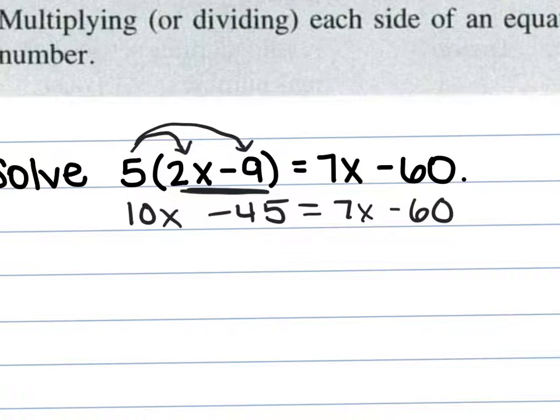So notice that I've got x's on both sides. Now you can do whatever you want. Some people learn that you always have to have the x on the left. You can never have the x on the right. That's not true. You can put the x wherever you want. You can put it on the right or left.